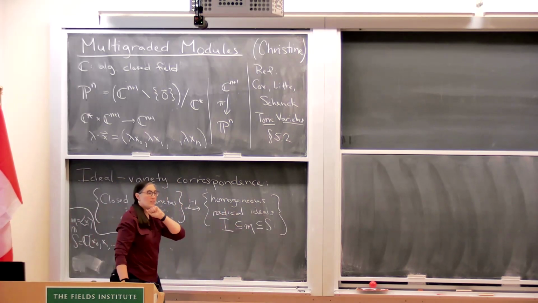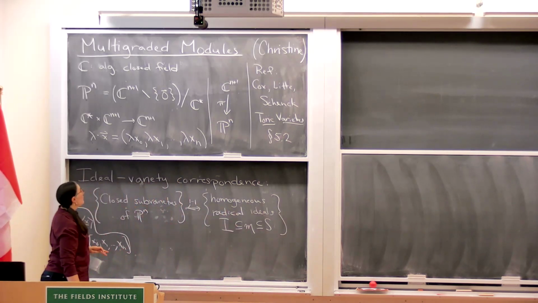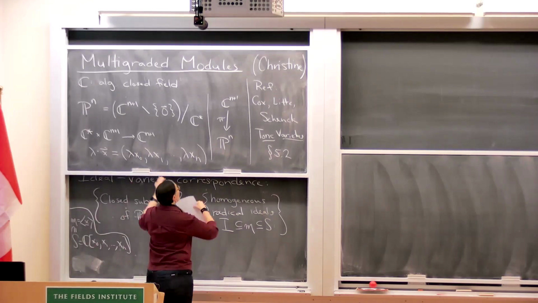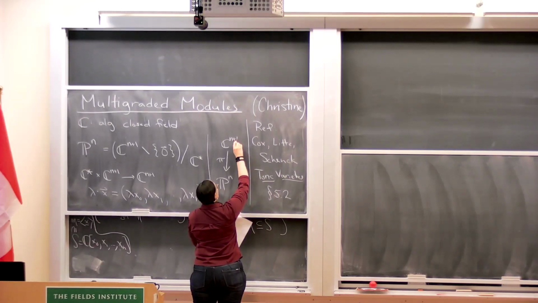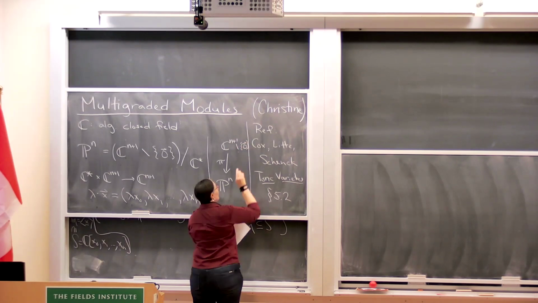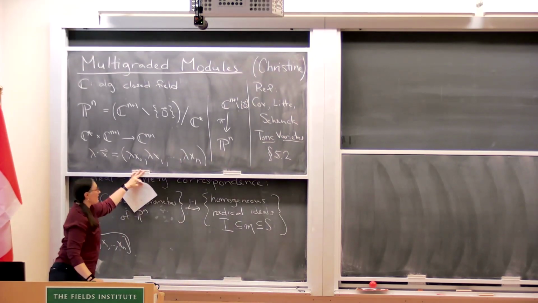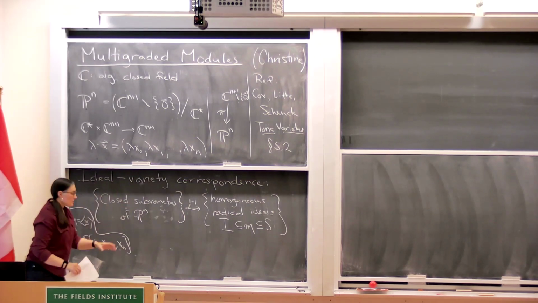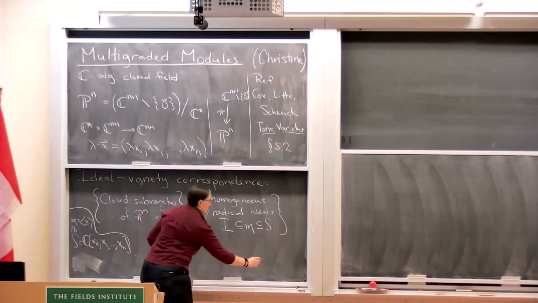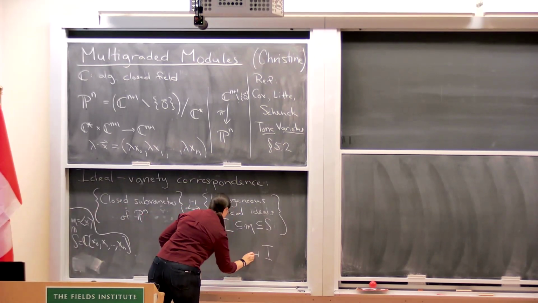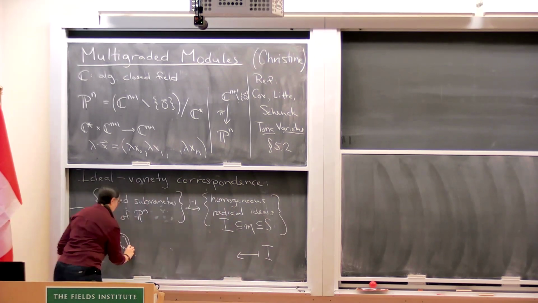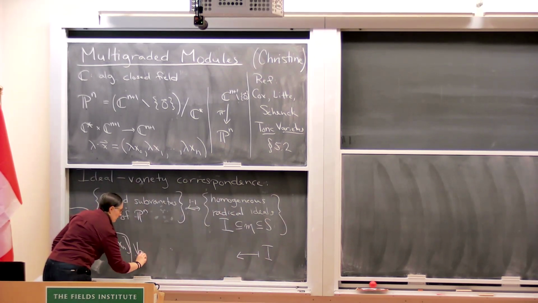Question? Minor detail. What does pi do to 0? Oh, sorry. Thank you. I meant to write minus 0. There we go. Good, good. Okay. All right. So here, I'm going to take an ideal I, and I'm going to send it to what I'll write like this.